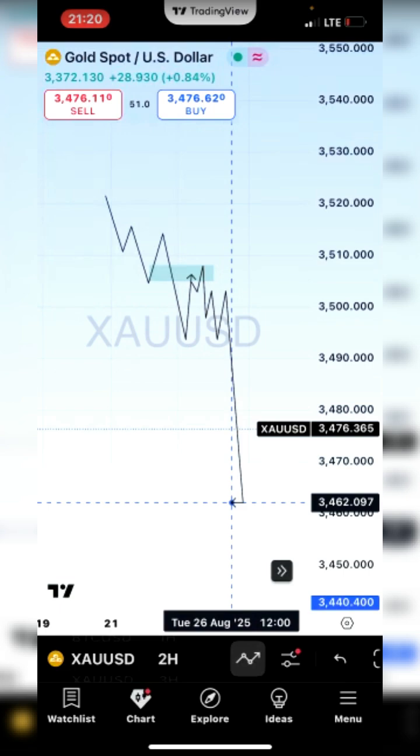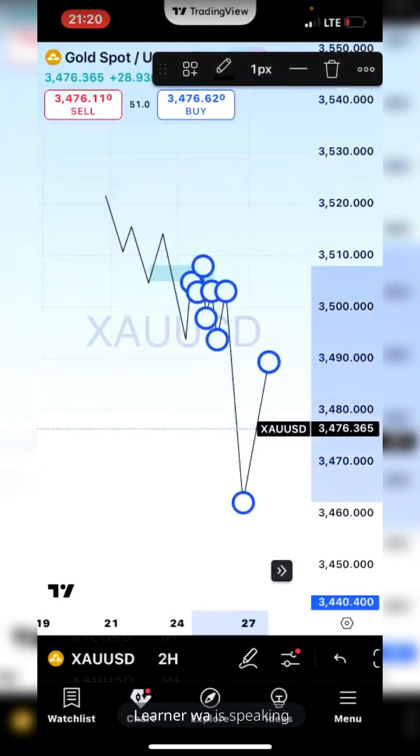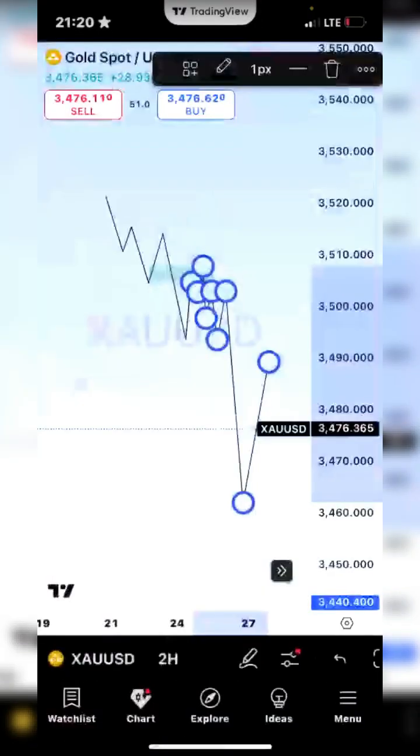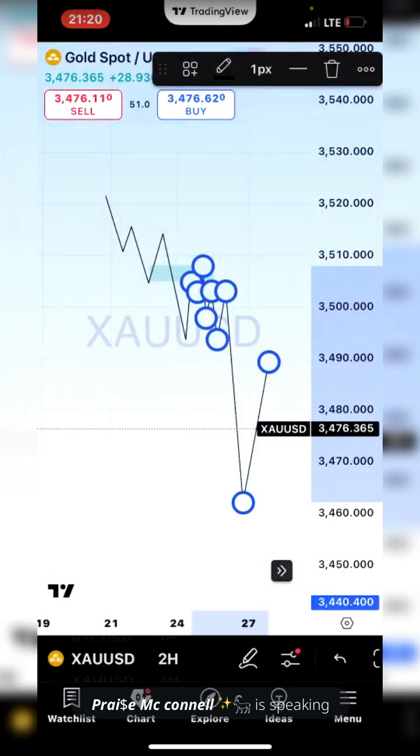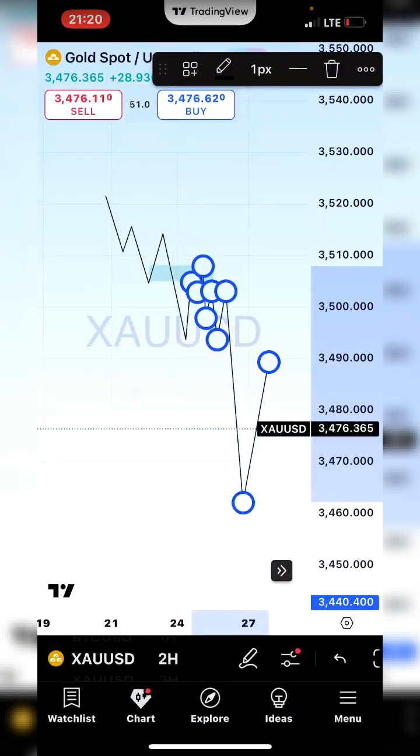Yes, but for the higher time frame, is it 4 hours or 2 hours? Your higher time frame should not be less than 1 hour. Anywhere higher than 1 hour, you can start analyzing, maybe 4 hours or 2 hours, but your higher time frame should not go less than 1 hour. Okay, okay.